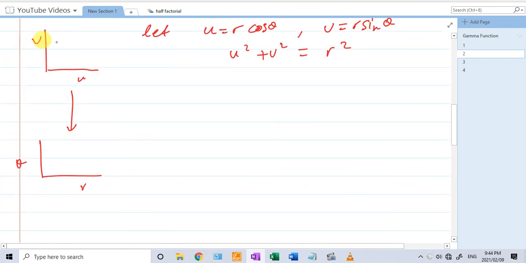So the UV plane takes up this entire region here. Basically your radius goes out and wide from 0 to infinity, right? Your radius goes from 0 to infinity, and your theta is just this angle here in the first quadrant, so pi by 2.